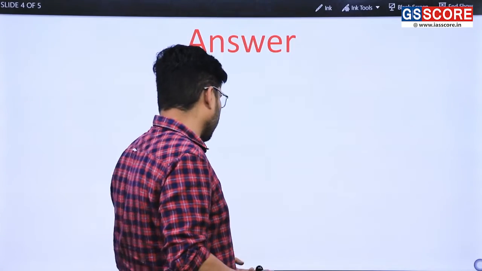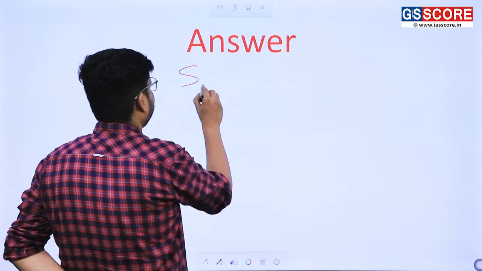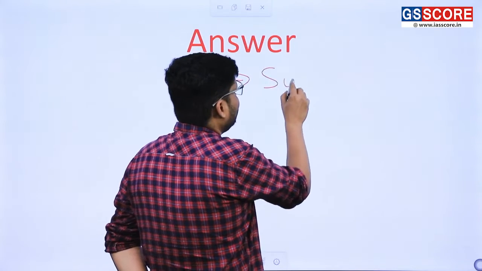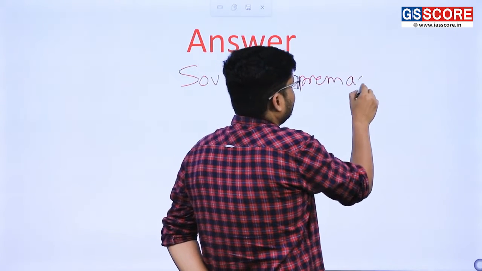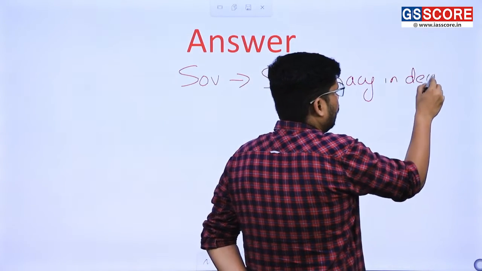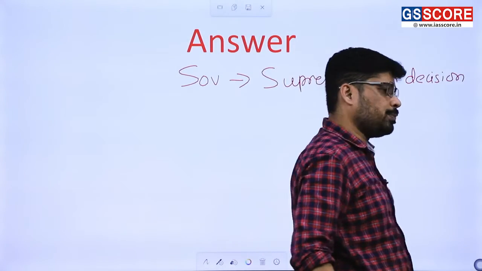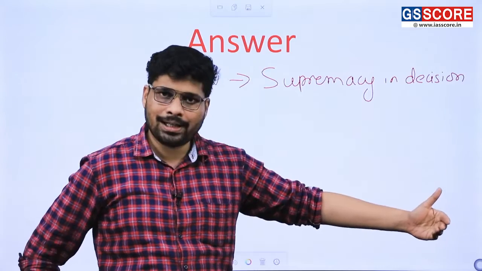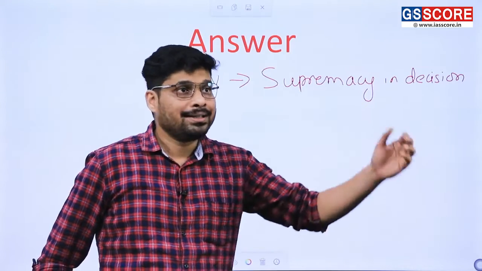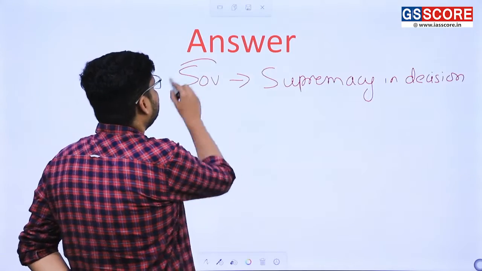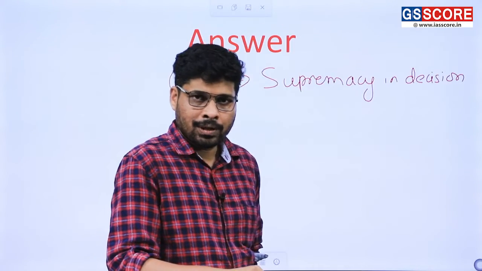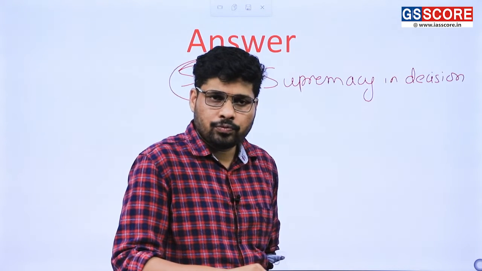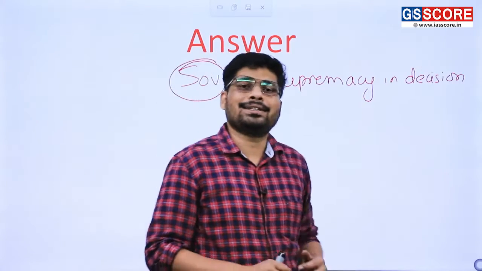So what will I do? First, I will mention sovereignty. I will mention what sovereignty is. Sovereignty is supremacy in decision making. Alright, it is supremacy in decision making with respect to both internal and external decisions. I will explain that particular concept in 1 or 2 lines. Then I will state that India retains its supremacy or sovereignty with respect to its internal as well as external affairs.